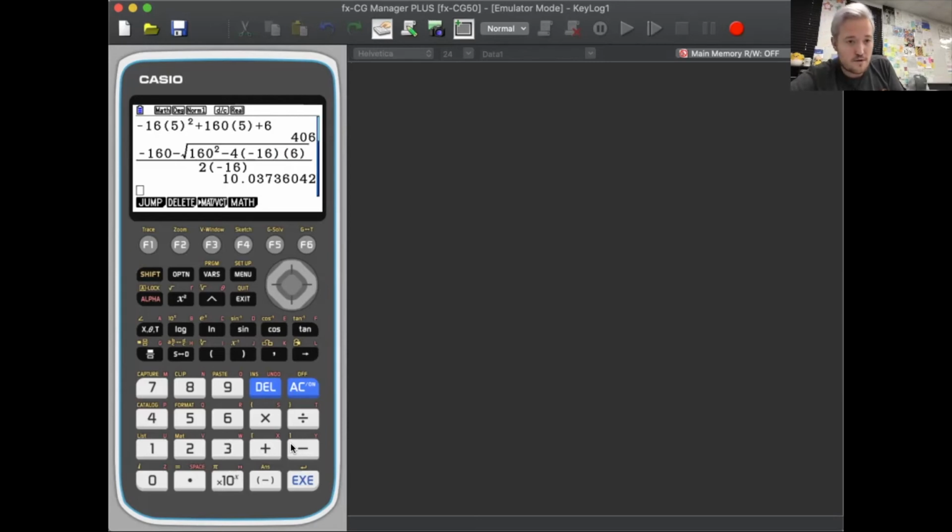All right, so round to 2 decimal places, so it's going to be 10.04 seconds.